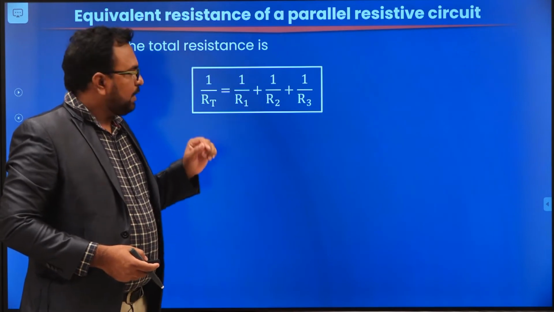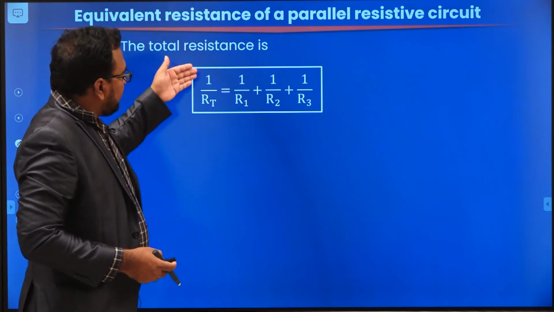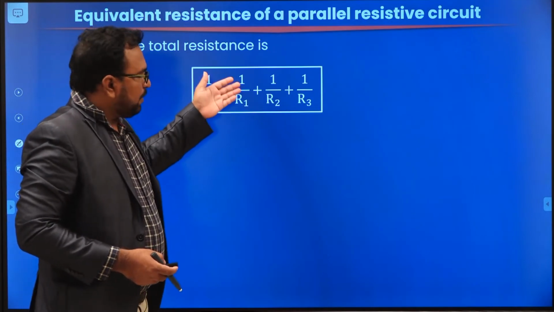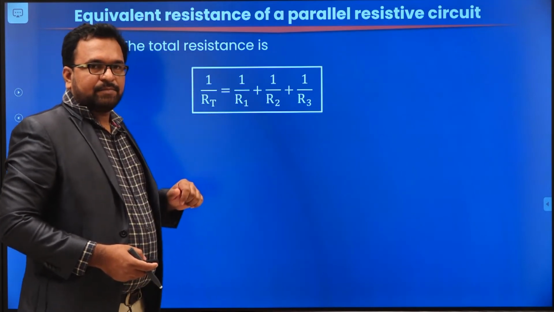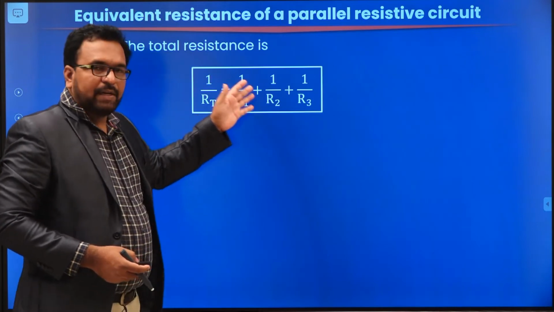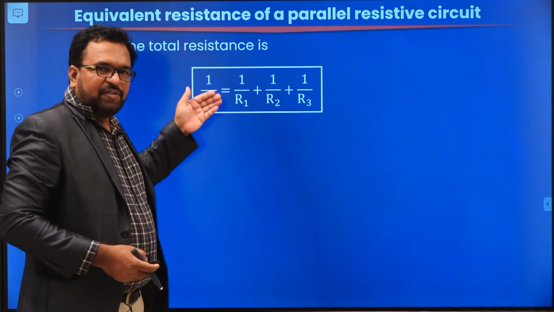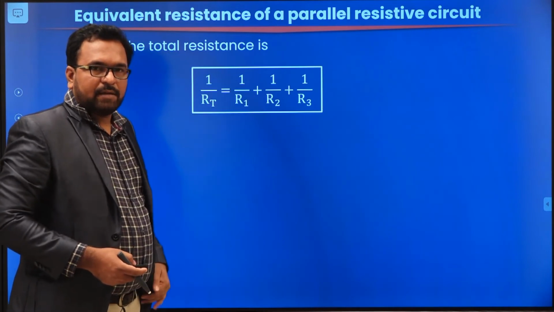So in case of a parallel circuit, the reciprocal of the equivalent resistance is equal to the sum of individual reciprocal resistances. So when you want to calculate equivalent resistance in a parallel circuit, you have to take the reciprocal of each resistance first and then you have to add. Okay.